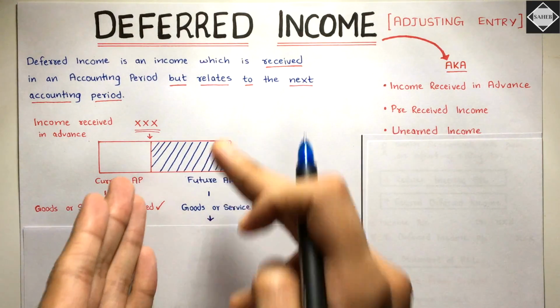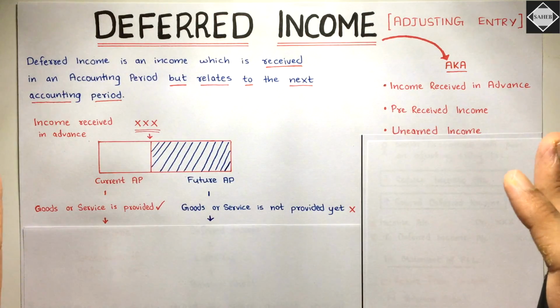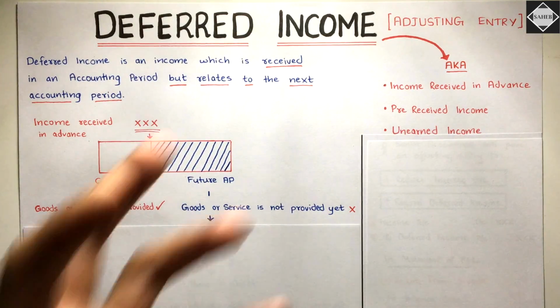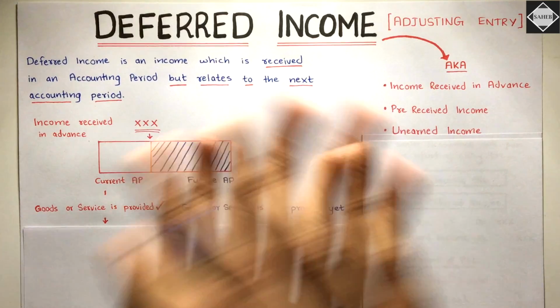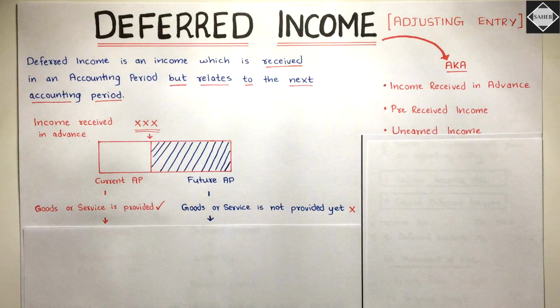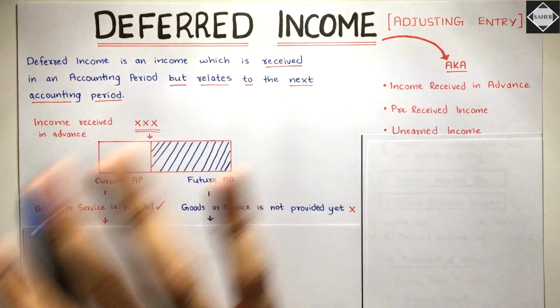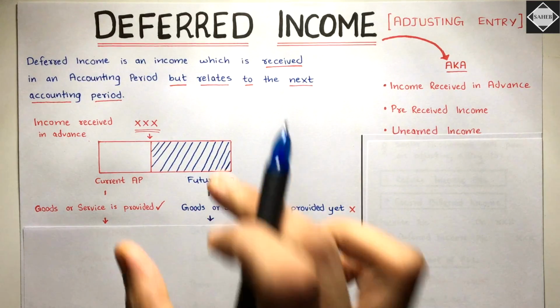So that 70,000 we have not earned, even though we have received it. It's in our bank, right? It's in our bank, but we haven't provided the service. So from the accounting perspective, from the accrual concept perspective, on the basis of accrual, we say that we have not earned this income. Okay, this is our liability.